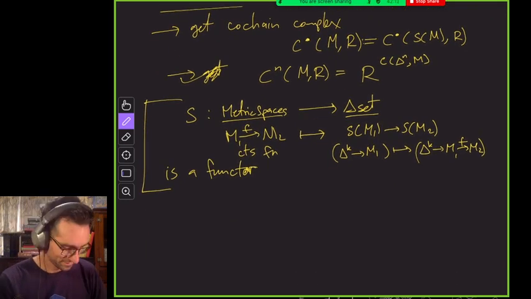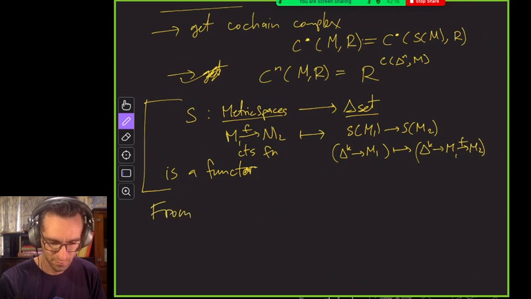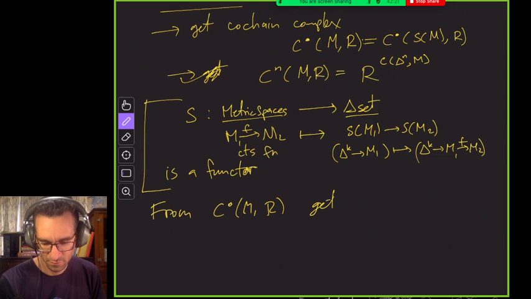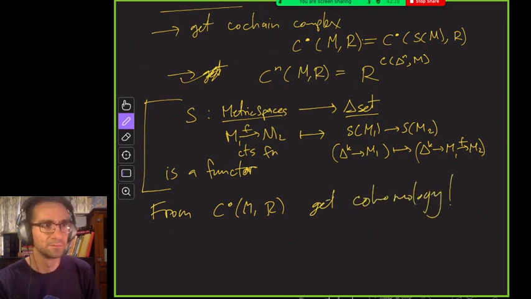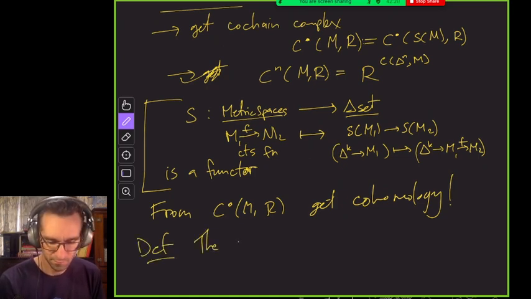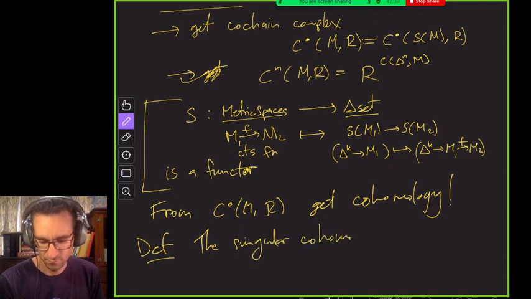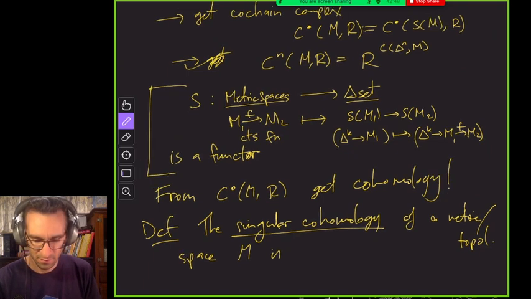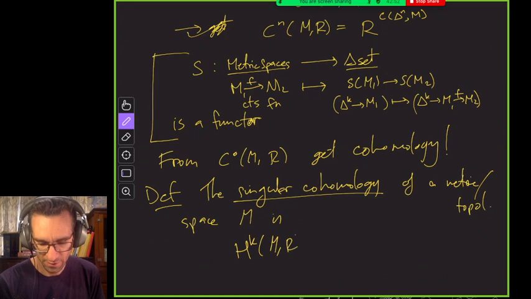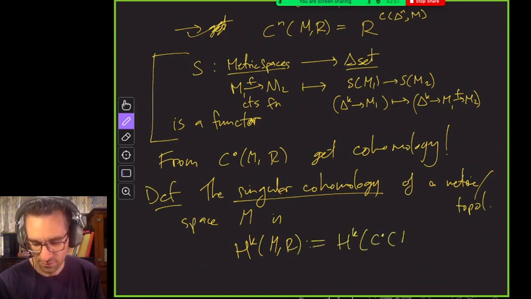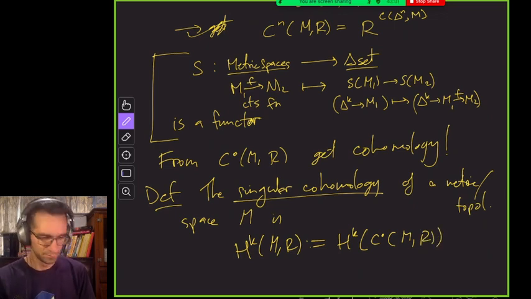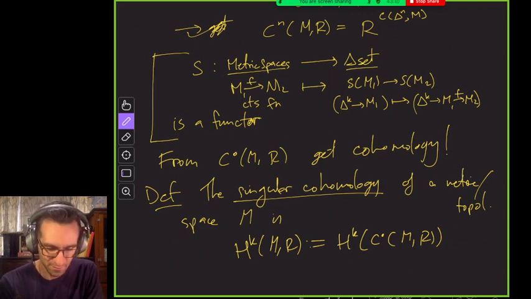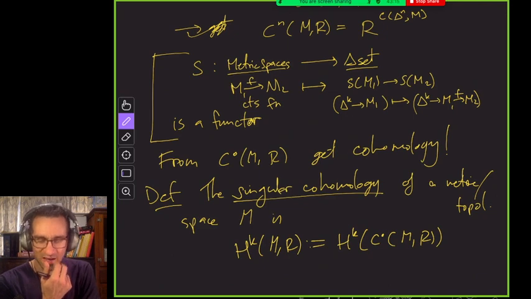Anyway, from the cochain complex we get cohomology. So here's the definition. For a metric or topological space M, H^k(M; R) is the kth cohomology of this cochain complex. And this is the thing that we ultimately want to calculate, mostly because it's the best for functoriality and so on.